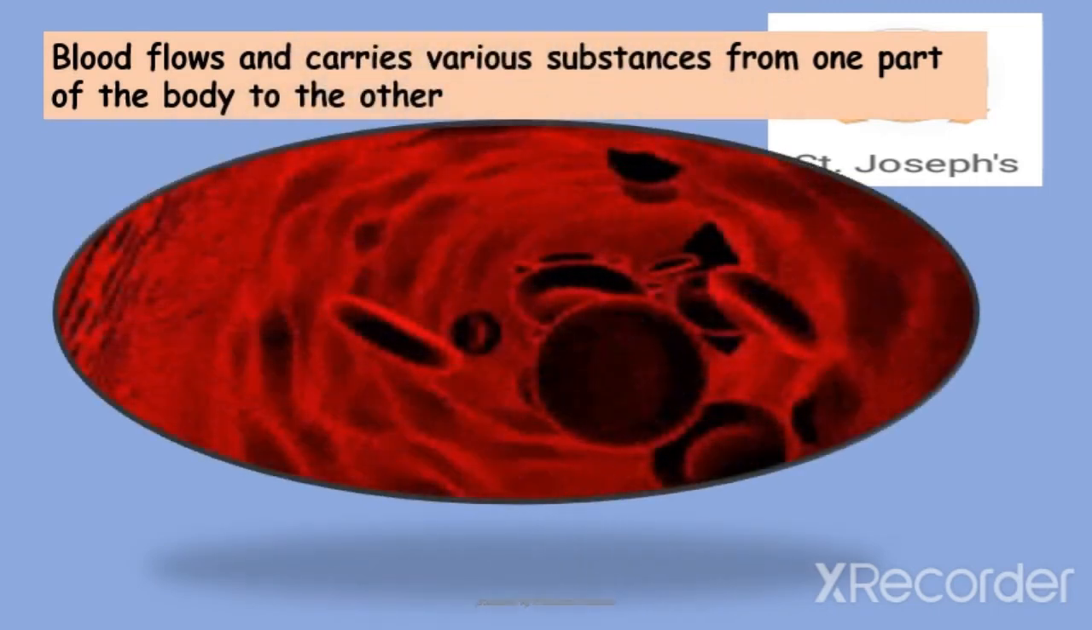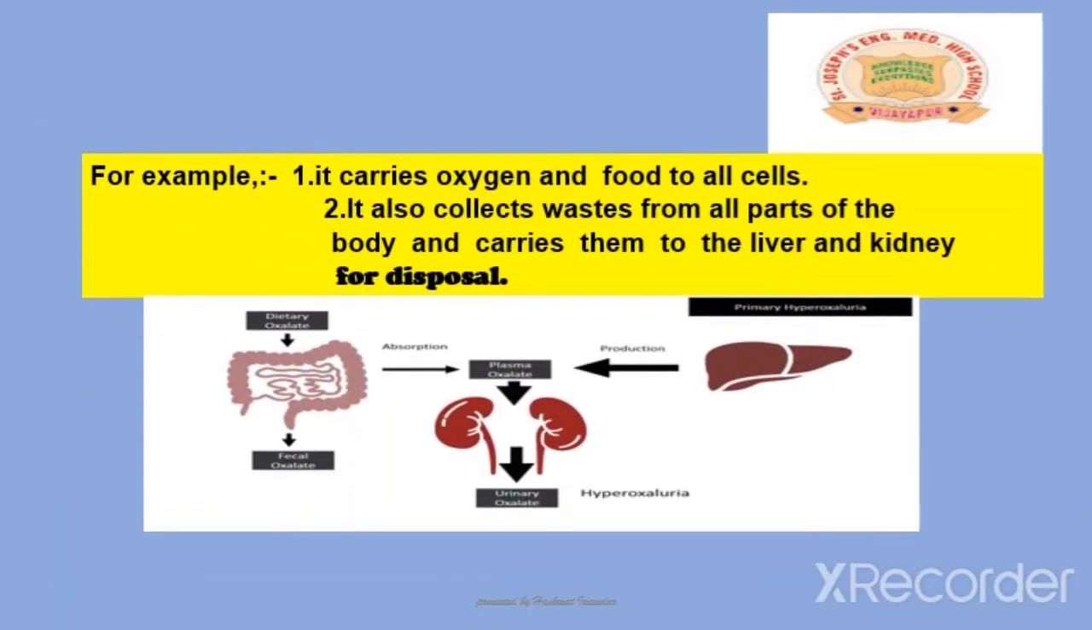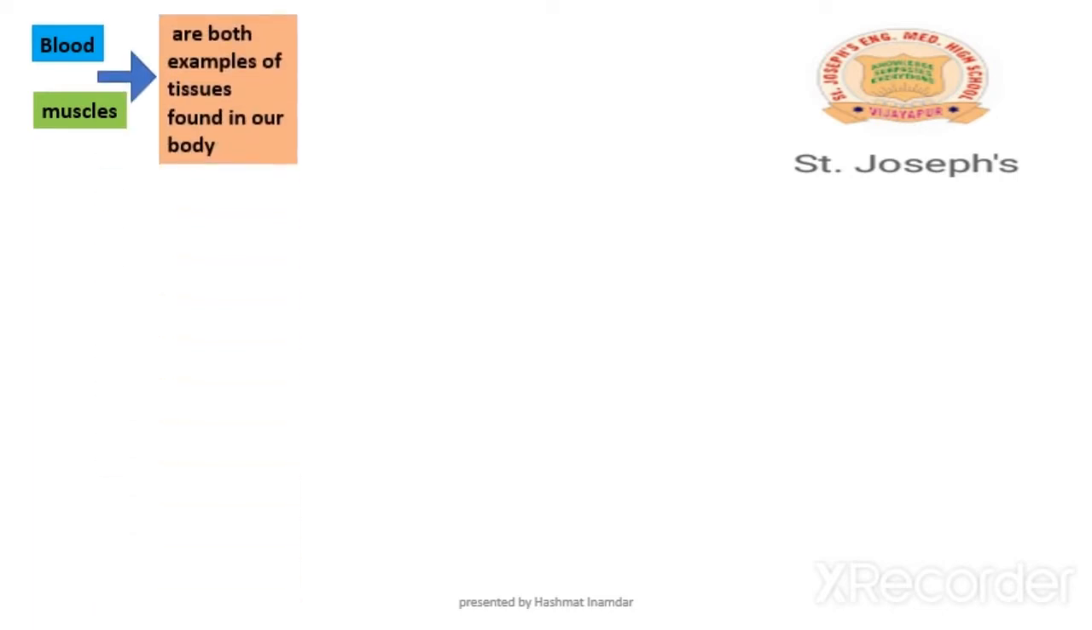So in this way the blood flows and carries various substances from one part of the body to the other. For example, it carries oxygen and food to all the cells. It also collects waste from all parts of the body and carries them to the liver and the kidney for the disposal. So the blood and the muscles both are examples of tissues found in our body.